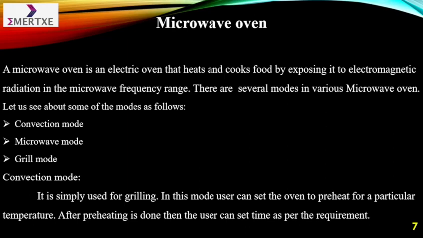Let us see some of the modes as follows. Convection mode. It is simply used for grilling. In this mode, the user can set the oven to preheat to a particular temperature. It takes 3 minutes to preheat the oven. After preheating is done, the user can set the time as per the requirements.